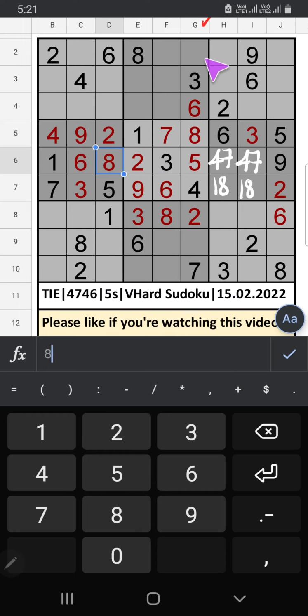Column G, two numbers are remaining, 1 and 9. Second row, we have 9, so 9 can't come in this cell, 9 is confirmed here, then 1 is here.